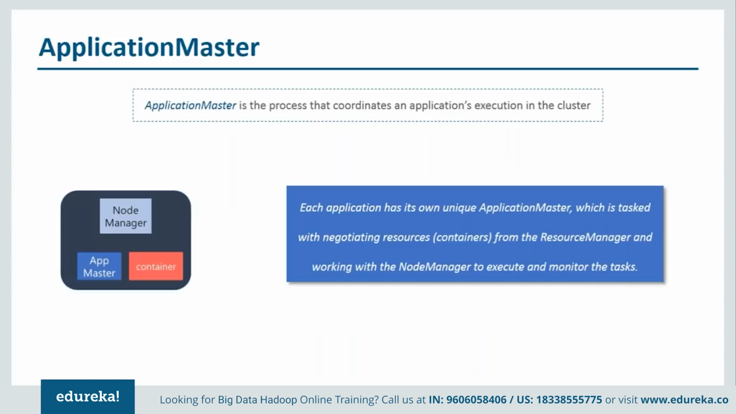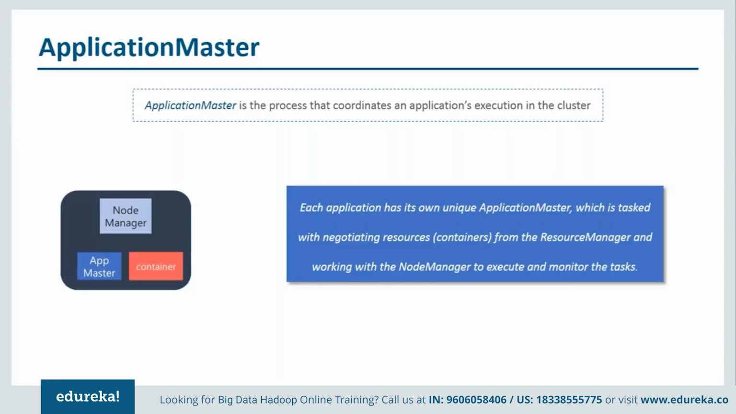So the application master is an important concept in YARN. The application master is in effect an instance of the framework specific library and is responsible for negotiating resources from the resource manager. It also works with the node manager to execute and monitor the containers and their resource consumption. It has the responsibility of negotiating appropriate resource containers from the resource manager, tracking their status, and monitoring progress. The application master is the process that coordinates an application's execution in the cluster. Each application has its own application master, which is tasked with negotiating resources from the resource manager and working with the node manager to execute and monitor the tasks.